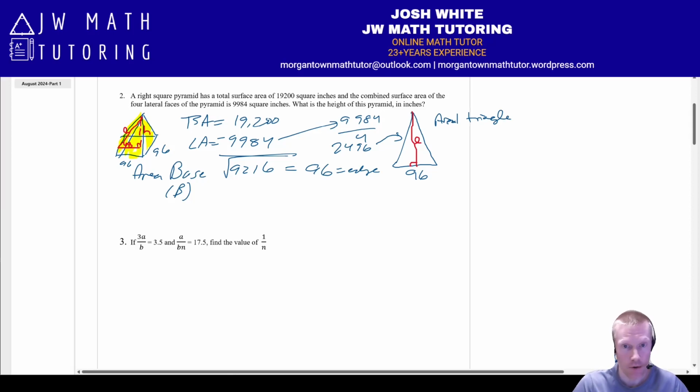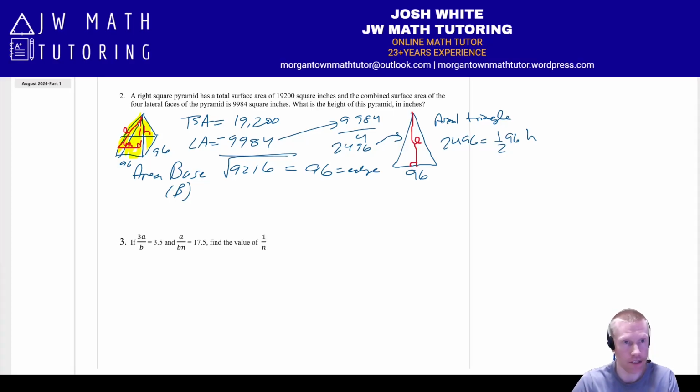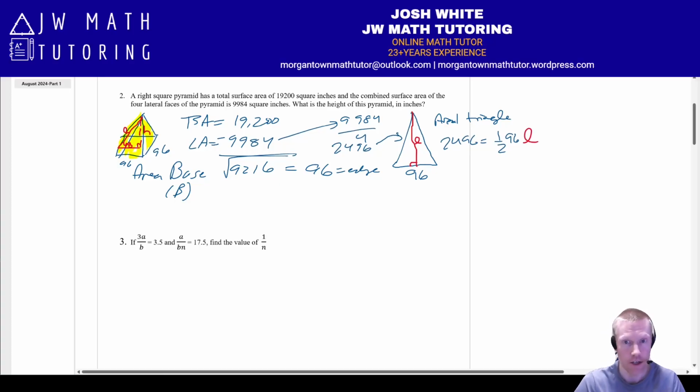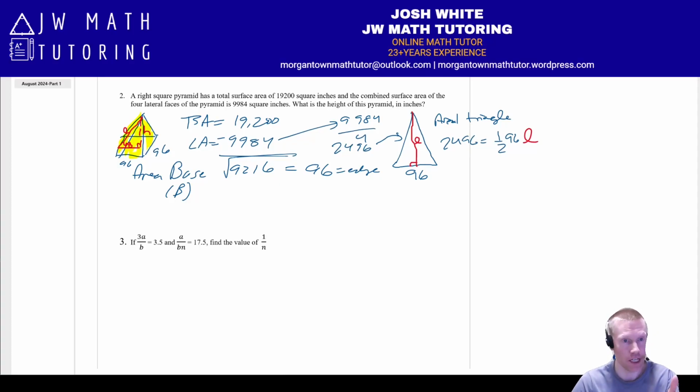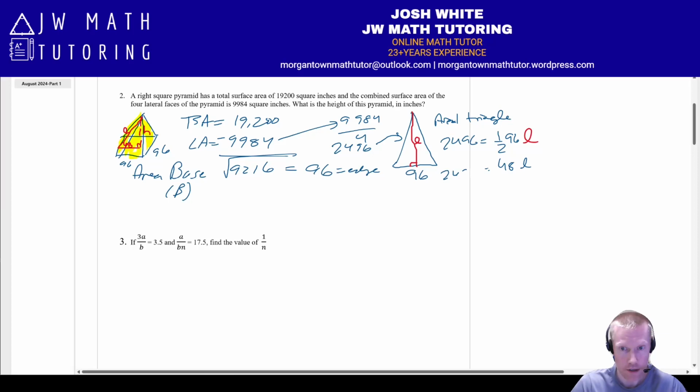Now we know that 2496 is equal to 1/2 the base times the height. The base is 96. That's the edge of the square. That's the base. The height, that's what we don't know. That's the L. That is the slant height of the overall pyramid. In other words, that's what we're solving for. That's the value we need, which is going to allow us to eventually solve for the height of the pyramid. So I would just make this 48, and then if we go ahead and solve this out, you should get, just looking at my notes here, 52 for L, or the slant height.